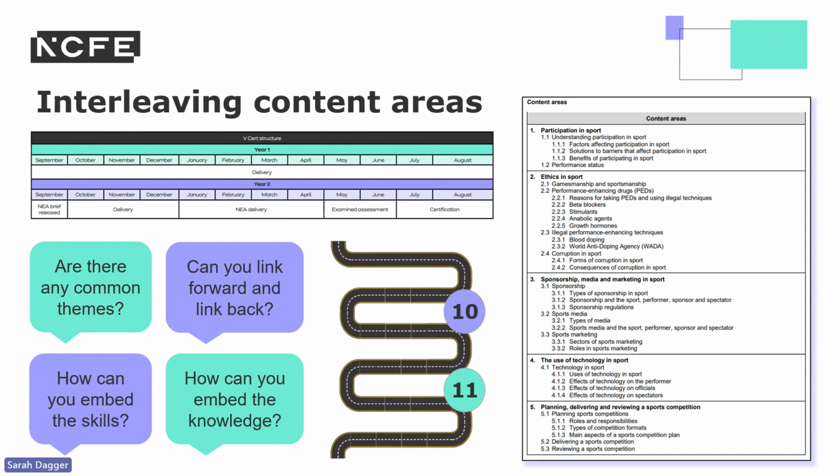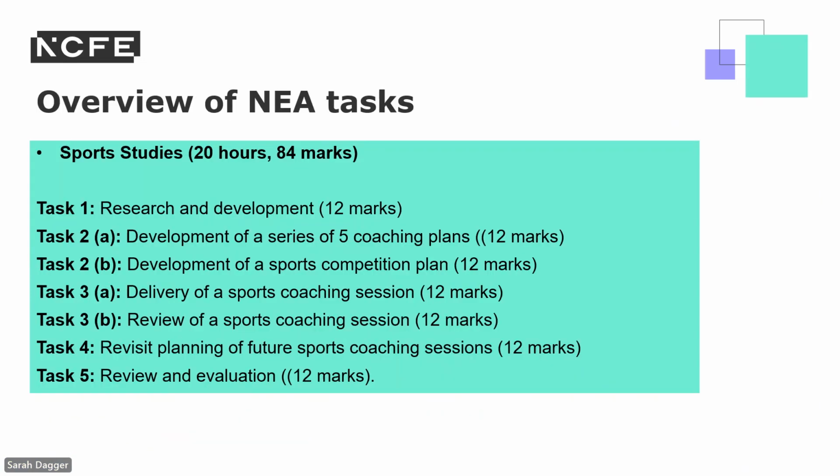So we'll have a look now at the tasks of the NEA. And if you think you've got that content areas 1 to 10, then when we have a look at the tasks on the next slide, you'll be able to look at which sort of areas would support. So you can see there on the screen the summary of the NEA tasks for sports studies and the marks that are available for each section. So each section getting sort of equal marks throughout there for the students.